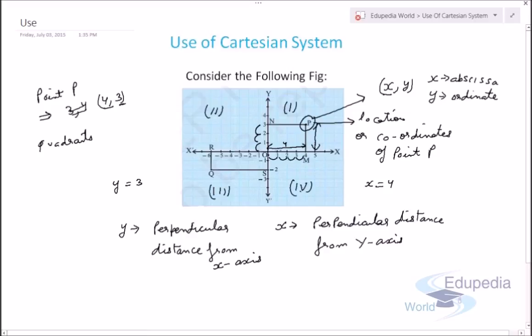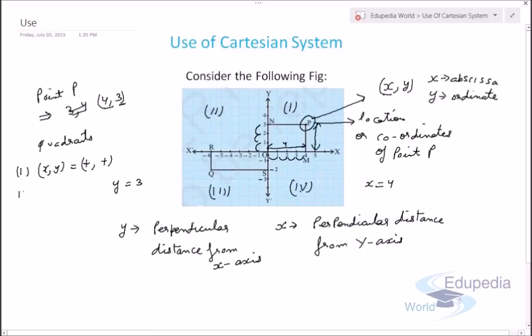Now, in the first quadrant, x and y both will be positive. So in the first quadrant, x and y both will be positive numbers. Why? We can clearly see that if we measure on the x-axis, it will be positive, and if we measure on the y-axis, it will again be positive. So this means both the numbers will be positive.